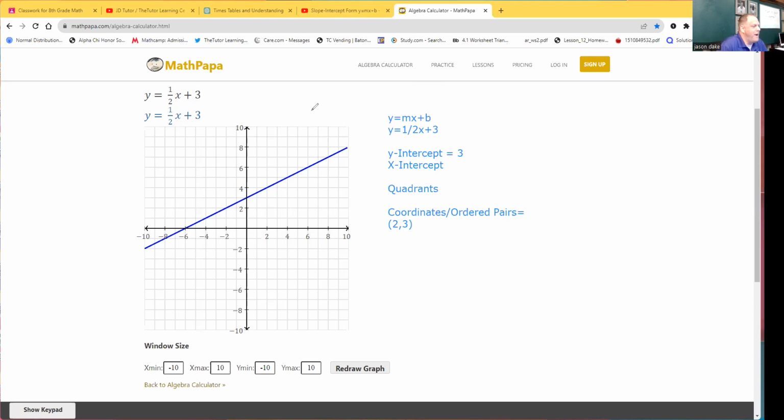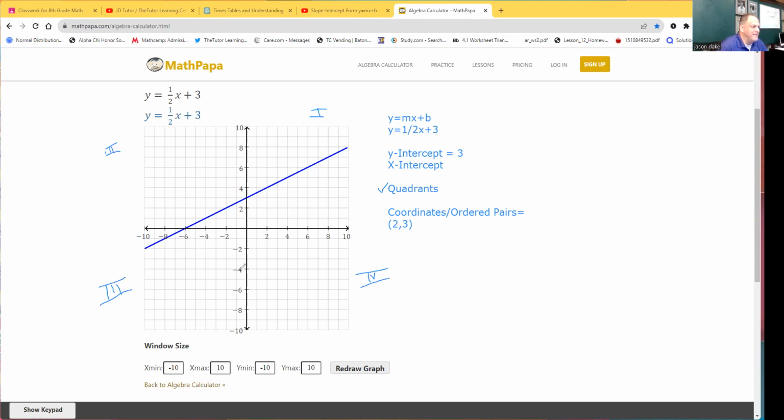So let's put this graph in. Notice how it's split into 4 quadrants. Here, here, here, and here. So quadrant 1, quadrant 2, quadrant 3, and quadrant 4. All right, so our quadrants are out of the way.